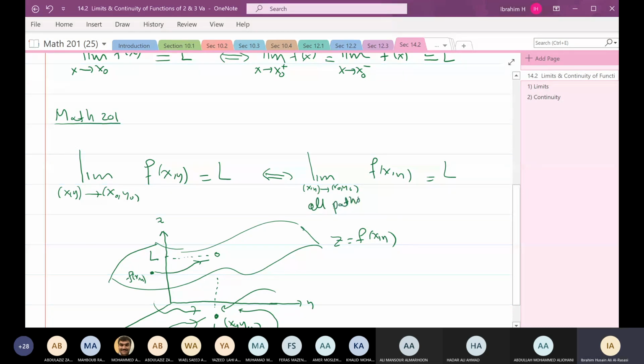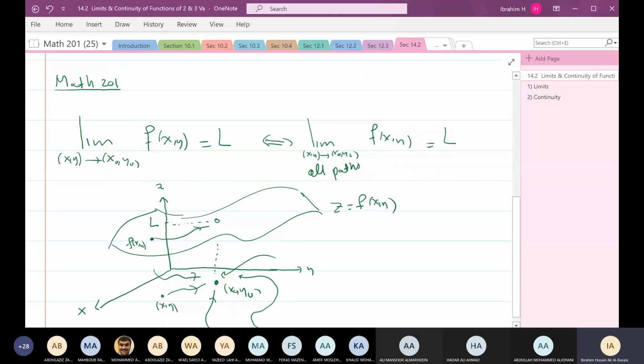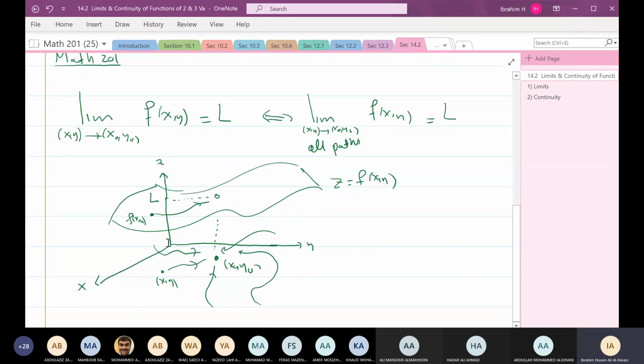And here I have many paths. I have to check the limit along this path is L, the limit along this path is L, the limit along this path is L also, and the limit along this path is L. So you have infinitely many paths. I have to make sure all the limits are equal, the values of the limits are equal. So this is the definition and the rule.